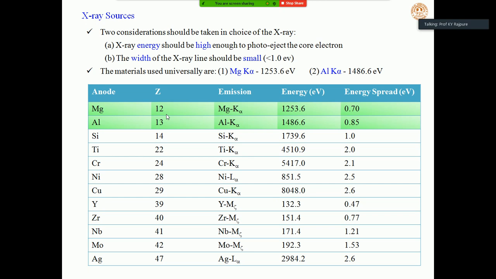This K alpha also has two components, K alpha 1 and K alpha 2. I don't go into the details of K alpha 1 and K alpha 2 because you are science graduates, MSc in physics. Therefore, you must know the difference between K alpha 1 and K alpha 2. So, Mg and Al are the targets.